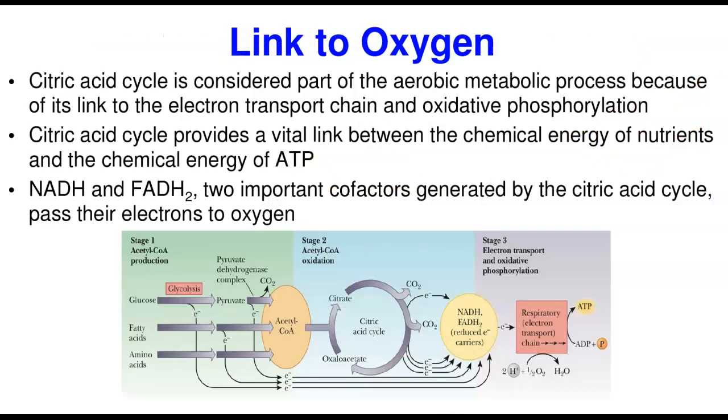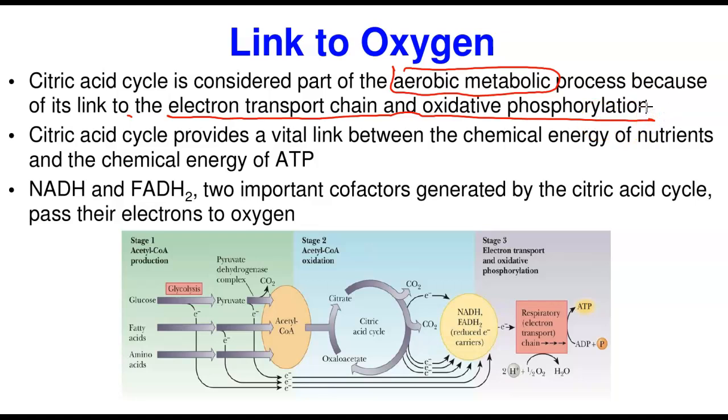And finally, what is the link of the citric acid cycle to oxygen? We talked about this in the beginning, so I want to end with it again as a summary. The citric acid cycle is considered to be part of aerobic metabolism because of its link to the electron transport chain and oxidative phosphorylation.